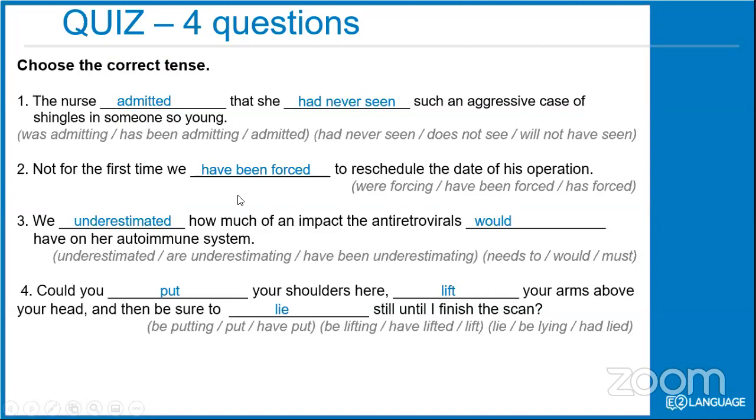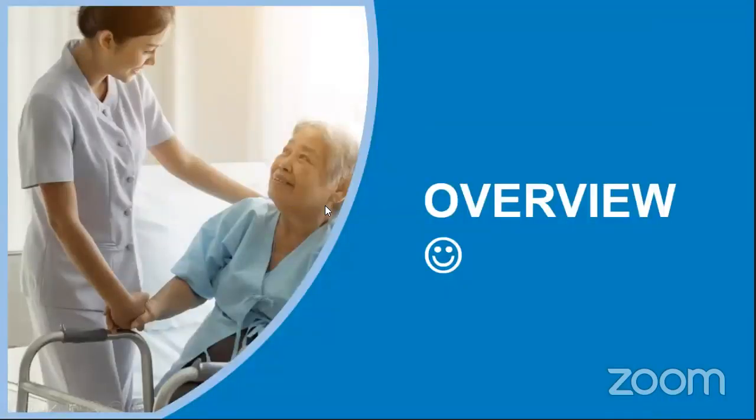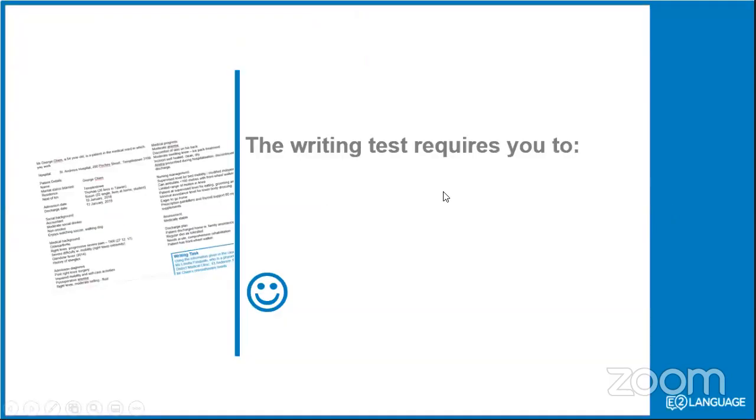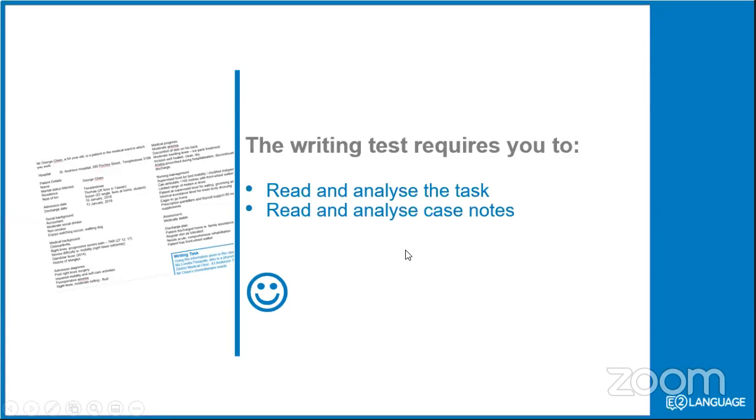Okay, thank you for your answers. Hope you did okay. Now let's take an overview then of the writing. The writing test requires you to read and analyze the task, to read and analyze case notes, and then to write a letter of referral, of discharge, or transfer. That's it. In the past, there were others. A letter to provide information, for example, doesn't exist anymore. So if you somehow come across something like that, just ignore it. Don't do it. It's bad and out of date. So referral, discharge, or transfer.